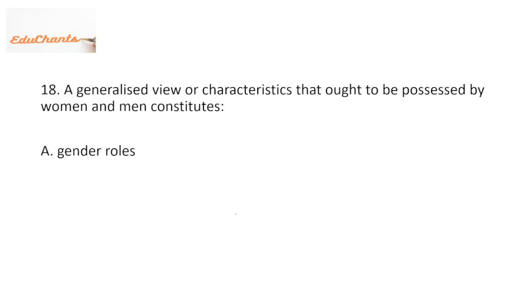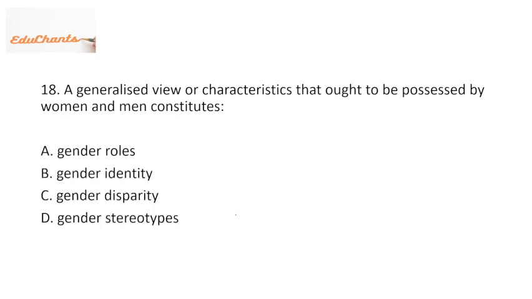Next: a generalized view of characteristics that ought to be possessed by women and men constitutes what? That means when we grow up in our society, we have to be identified as men and women, and there are some characteristics of men as well as women. These are called gender roles. That means different gender roles are given to women and men. If you are a woman, you have to clean the house, be silent, be passive. But if you are a man, you have to be masculine, very strong, you don't have to be emotional, right? You have to handle all the pressures. So these are some gender roles provided to different genders.